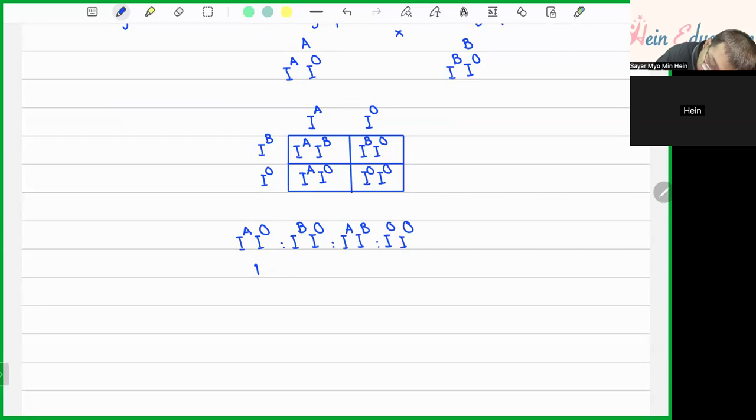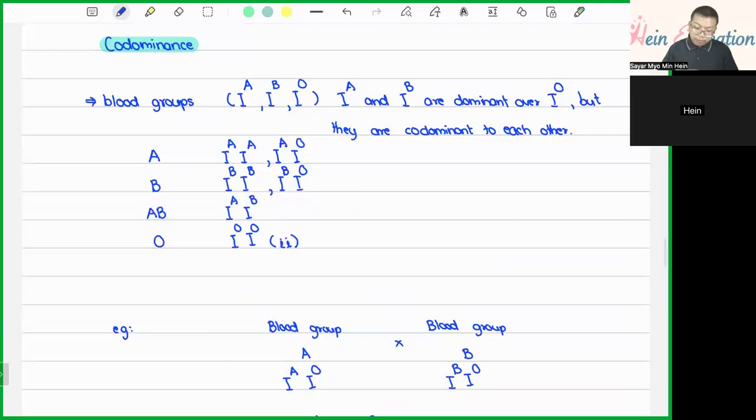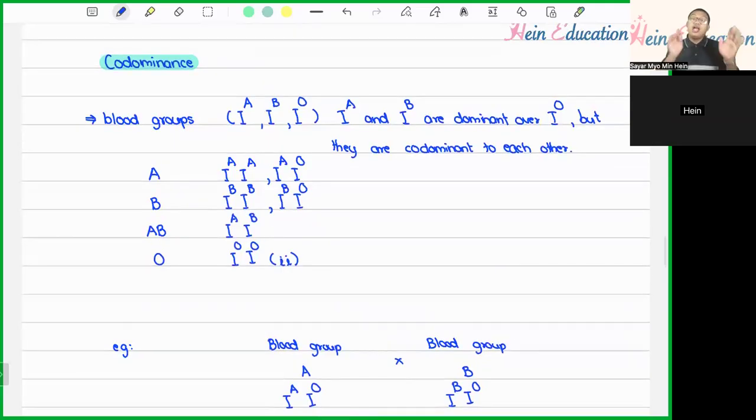So it will be 1:1:1:1. This is also how we calculate for a blood group. Let me go over one more time about blood group, which is a part of codominance as well. IA and IB are dominant over IO, but they are codominant to each other, and we can see that.